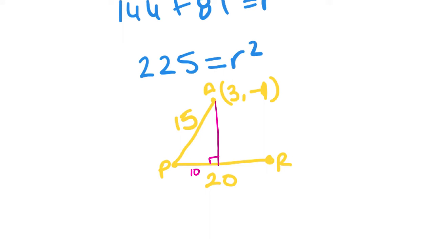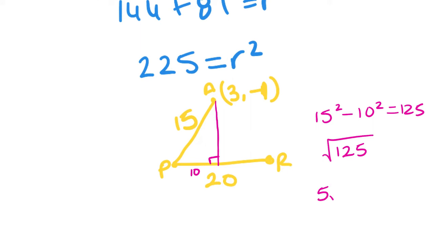This then becomes 10. So we're then able to find the length by using Pythagoras. So we're going to get 15 squared minus 10 squared is 125. So root 125 is going to give me 5 root 5. And that is the length of A to the line PR. It's this length here.